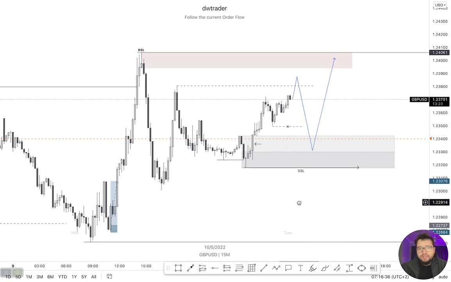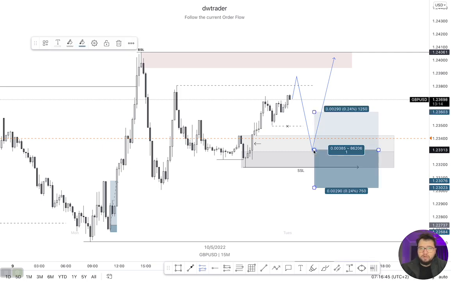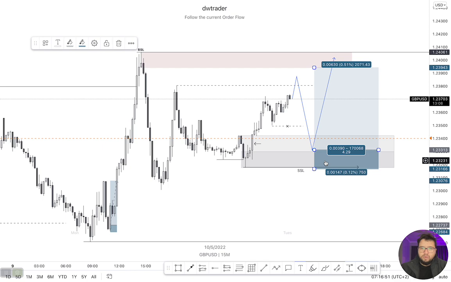In terms of entries in this area, if price reaches this area, you could always take an aggressive entry. It also depends on what time. If it reaches this area around session opening, it's a good probability. A potential aggressive entry would be a tap of this area and then a move higher. But the risk reward isn't as great. It's like 14 pips risk.